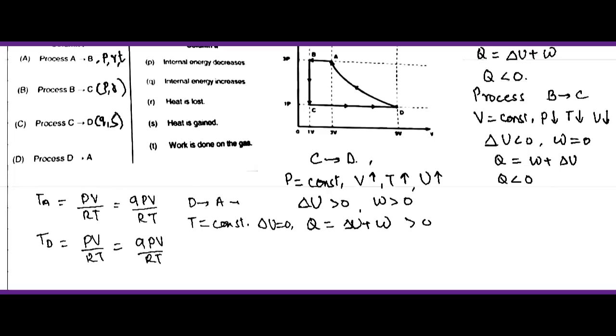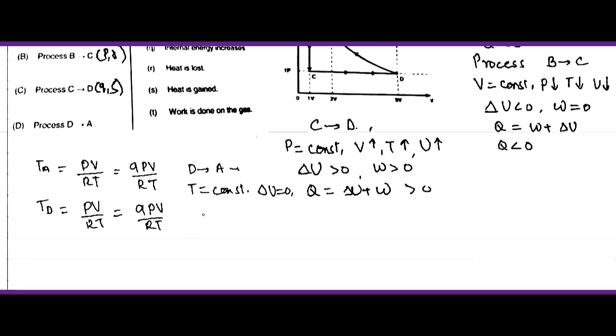Now let's check for the other option. So let's try to find out the work done in an isothermal process, right? Work done in the isothermal process is simply nRT times natural log of V2 divided by V1. You can see that this is an isothermal compression, so the volume is decreasing, which simply means that W will be less than 0.